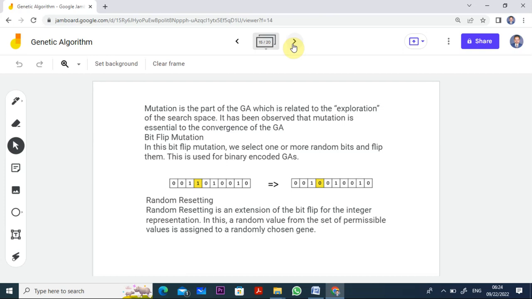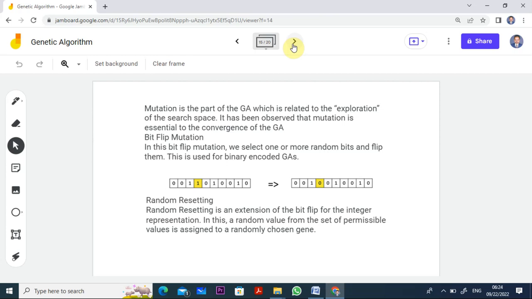Then we go for the mutation. Till now we studied the selection, then we studied the crossover, and finally we are going for the mutation. Mutation is the part of this genetic algorithm which is related to exploration.